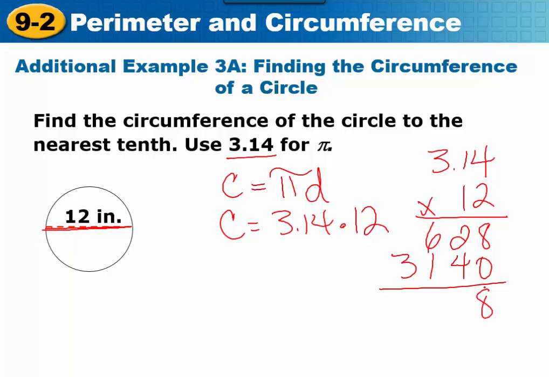8 and 0 make 8, 4 and 2 make 6, 6 and 1 make 7, and then we bring the 3 down. I have 2 numbers to the right of my decimal in my problem, so I should have 2 numbers to the right of my decimal in my answer. Now this problem says round to the nearest tenth, but my decimal goes all the way out to the hundredths place. So I look at this 8. If that number right here in the hundredths place is 5 or more, I make this 6 one more.